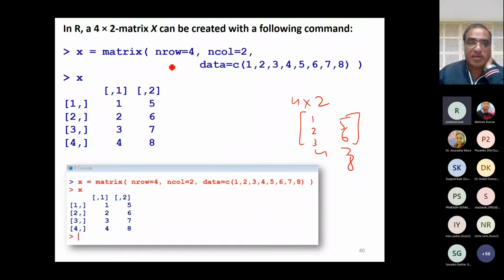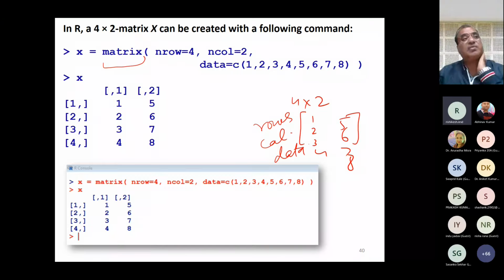Now in order to create the matrix, you need 3 types of information: how many rows, how many columns, and what you want inside the matrix. And when you talk about the data, you also have to tell how the data is going to be arranged inside the matrix. For that, we have a command here, matrix. There are actually many parameters, but I will be describing only the three essential parameters which are going to help us. First here is nrow.